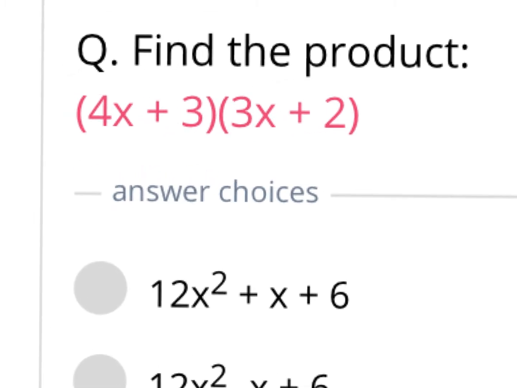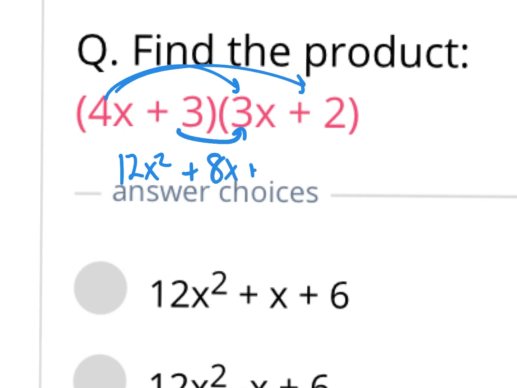Just distribute. 4x times 3x is 12x squared. 4x times 2 is 8x. 3 times 3x is 9x, and 3 times 2 is 6. These are like free points on the final. 8 plus 9 is 17. Of course, we're talking about x's.